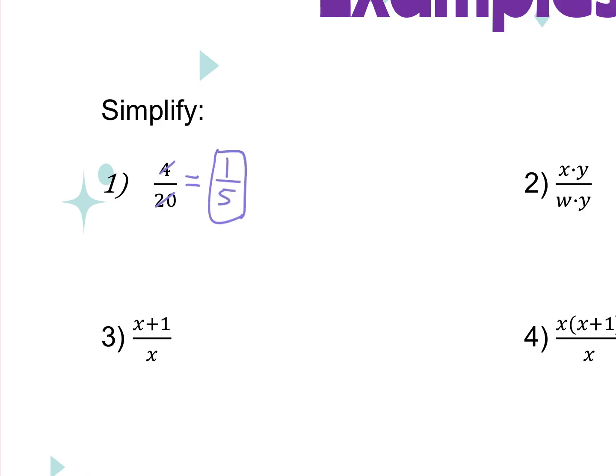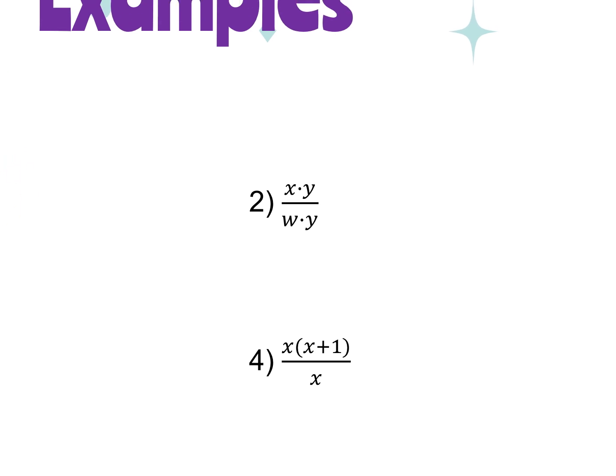All right, and you can do the exact same thing to something like number 2, right? These are factors on the top, x times y. Remember, a factor is anything that's being multiplied. And then w times y, these are both also factors. We are allowed to cancel out common factors. And the common factor here is a y. So I'm allowed to cancel out these y's, and I get x over w as the final answer.